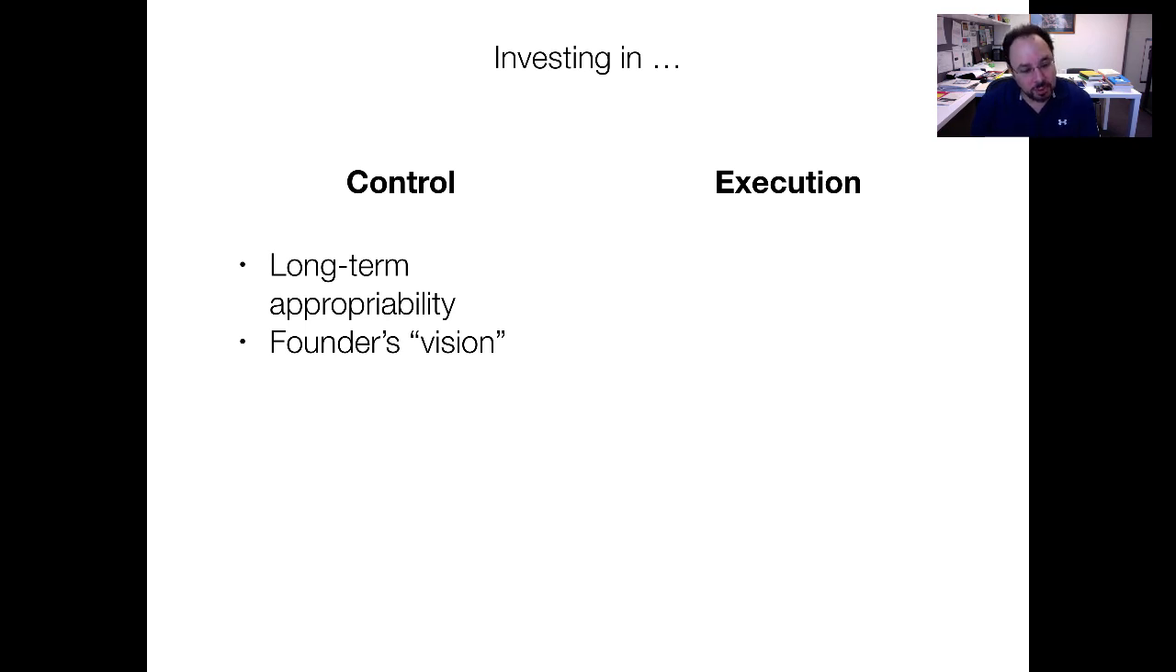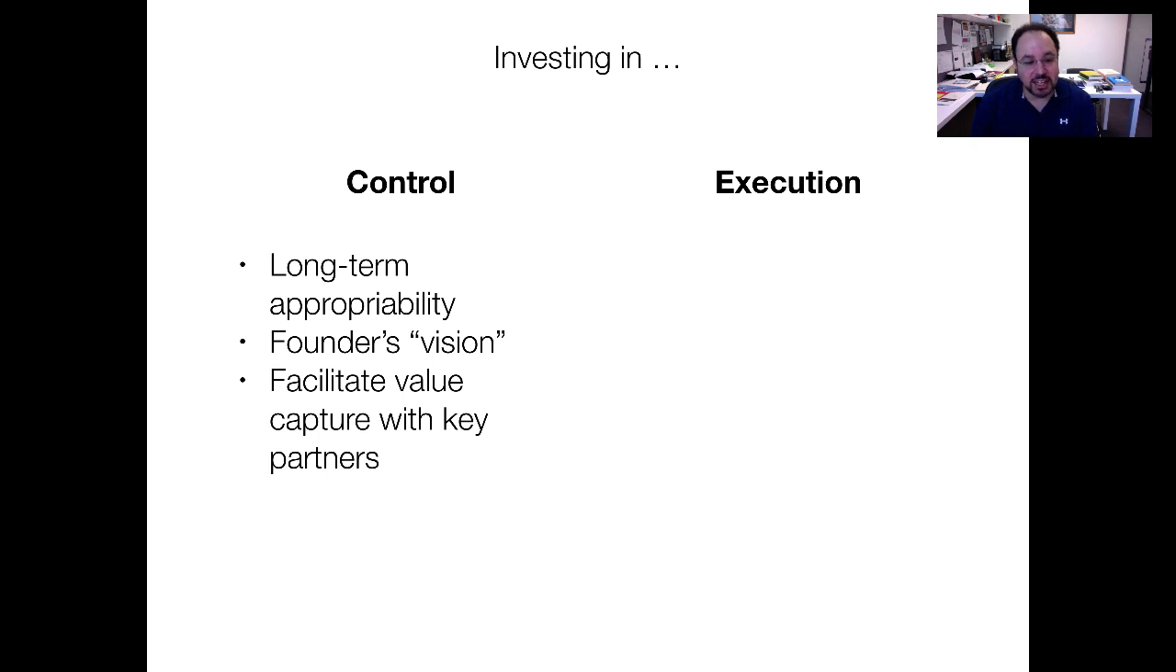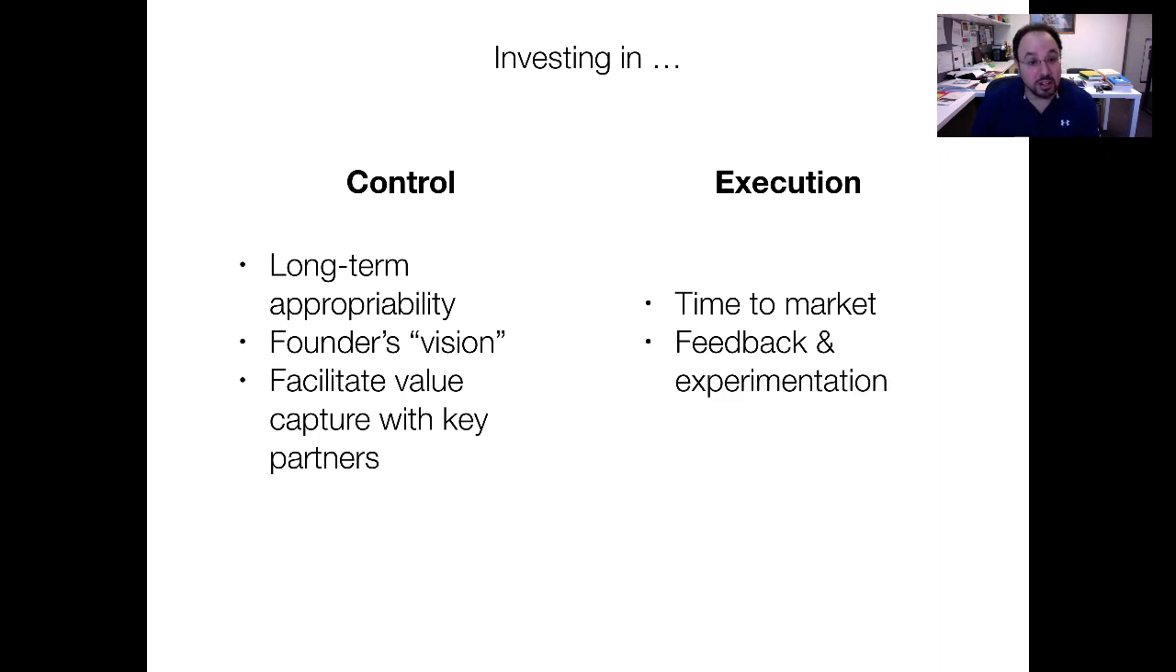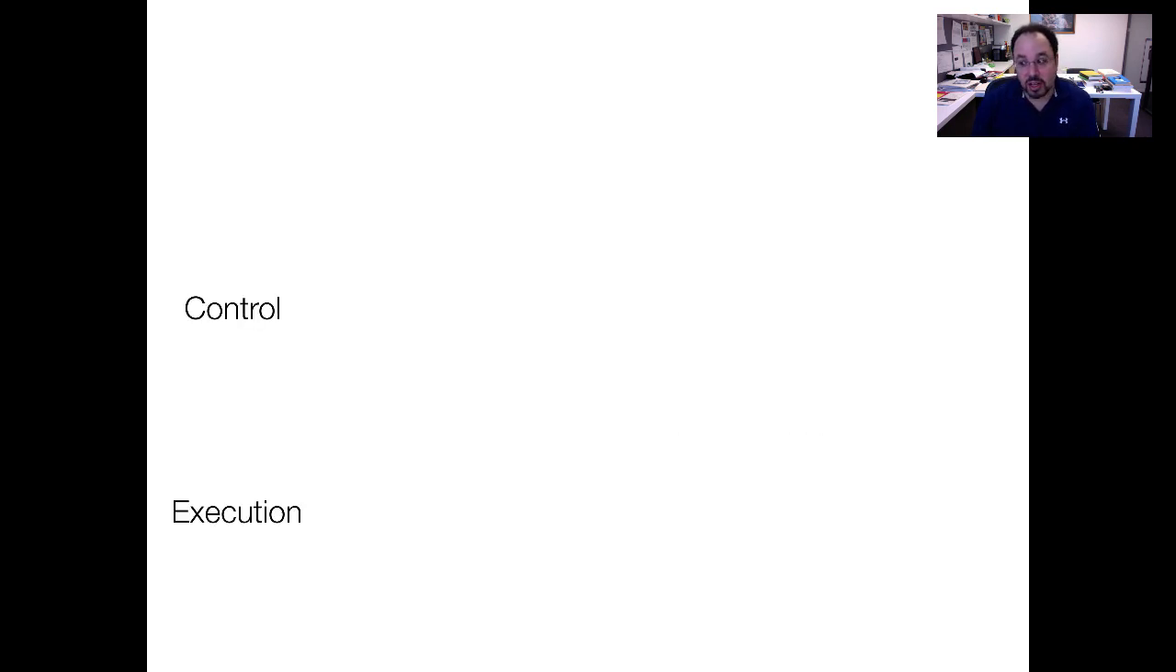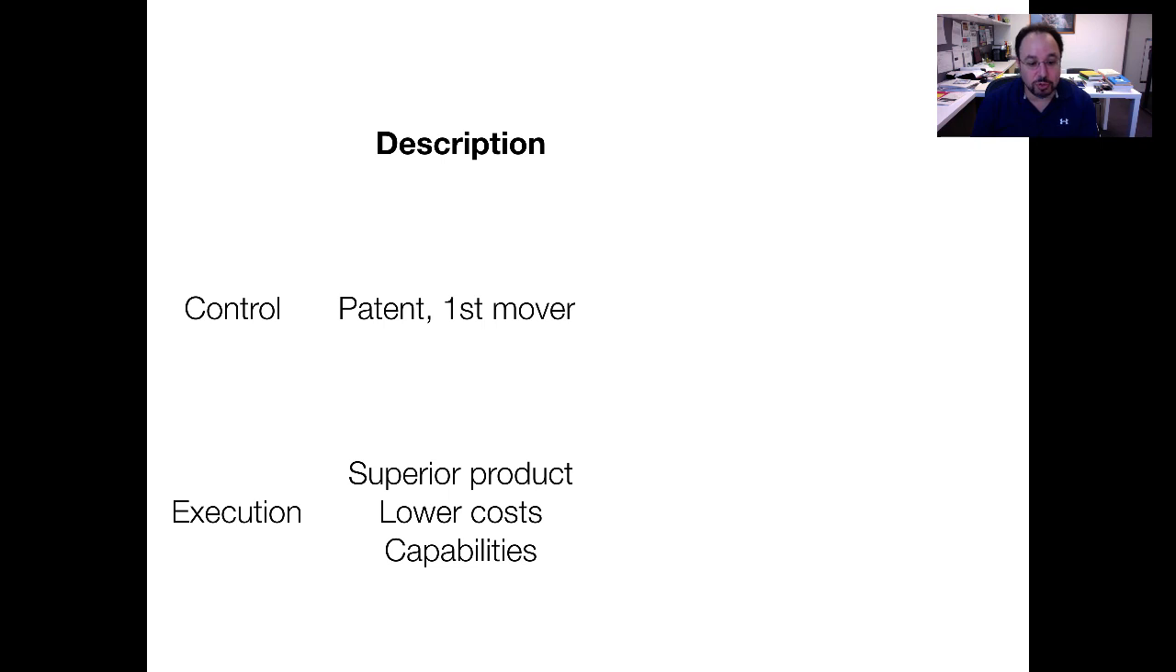It is part of implementing and controlling the vision of the founder, and it's facilitating how you capture key partners. Whereas execution is focused on getting to market quickly, taking advantage of feedback and experimentation that arises from that, and doing so at a lower cost. And so you have these two things. Control will look like you're going for a patent or you're trying to be a first mover. Execution will look like you've got a superior product, lower costs and capabilities.